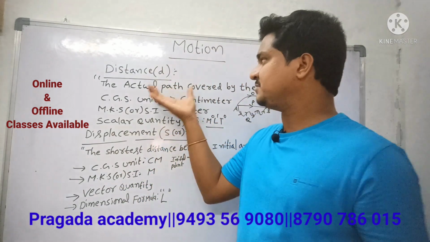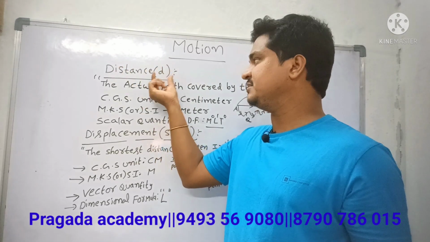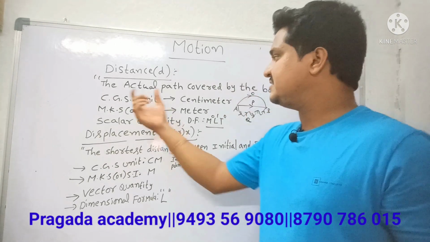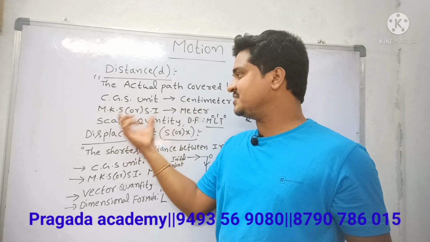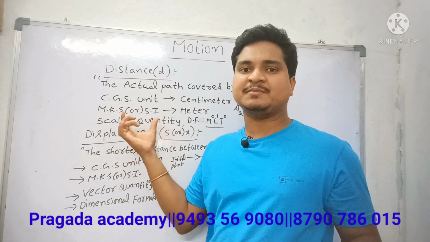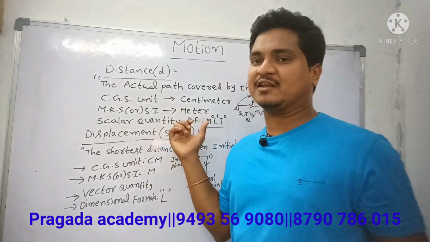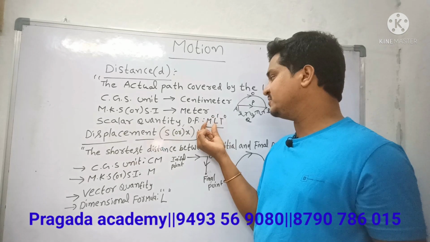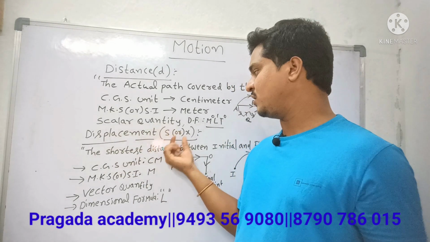In this motion chapter, we have terms related to motion. The first is distance, represented by the symbol small d. The actual path covered by the body is nothing but distance. The CGS unit of distance is centimeter; the MKS or SI unit is meter. Distance has only magnitude, that's why distance is a scalar quantity. Scalar quantities are physical quantities having only magnitude but not direction. The dimension formula for distance is capital L, or we can write M power 0, L power 1, T power 0.